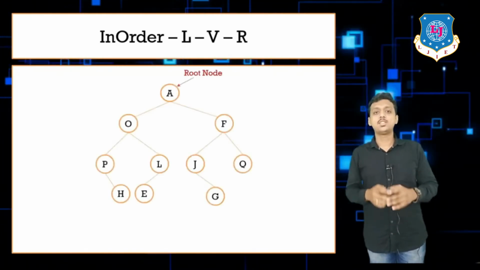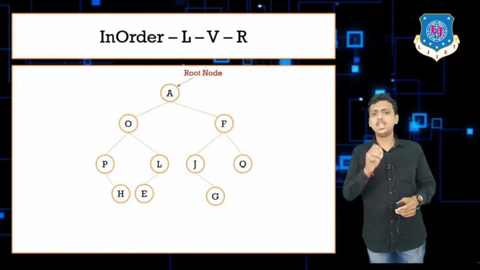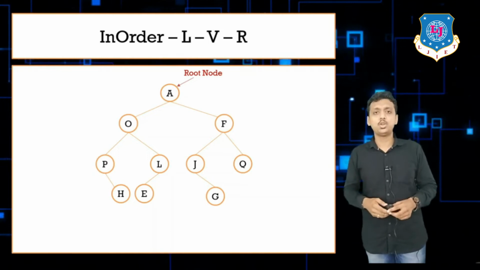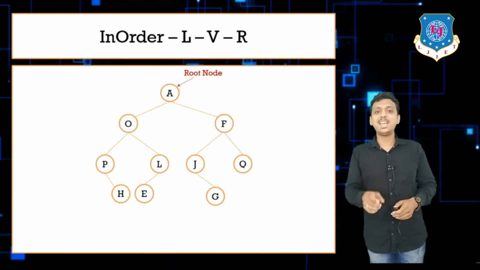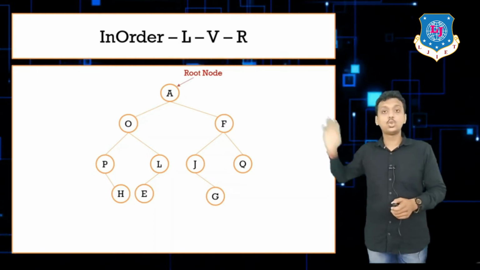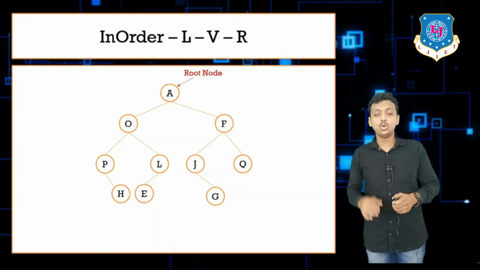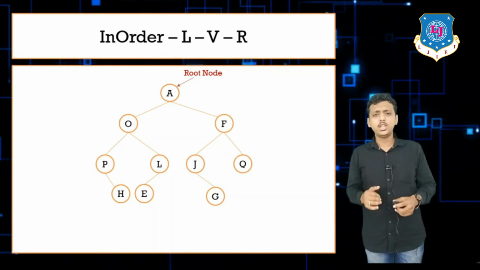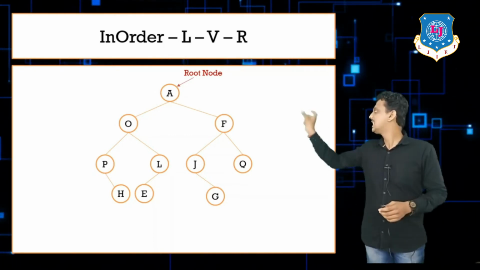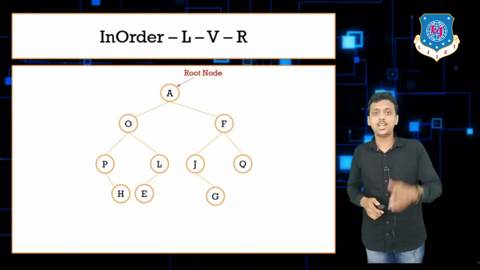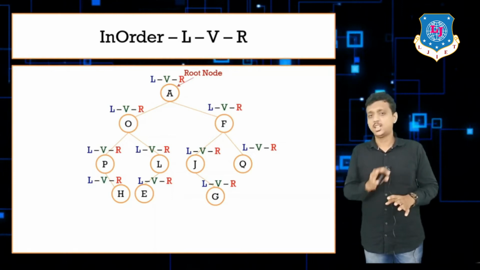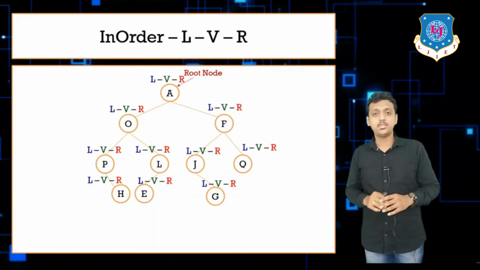So this is our tree. In the exam, to solve this example, students, just write LVR on each and every node. Suppose I have root node A, then node O, then node F. I just need to write the LVR tag on each and every node. See, I have already done that, LVR on each and every node.